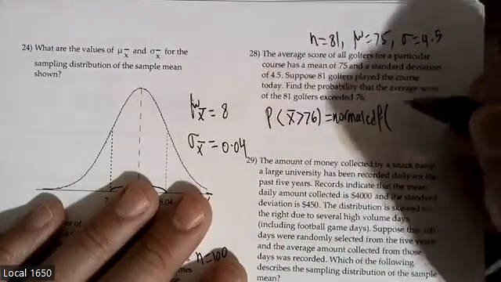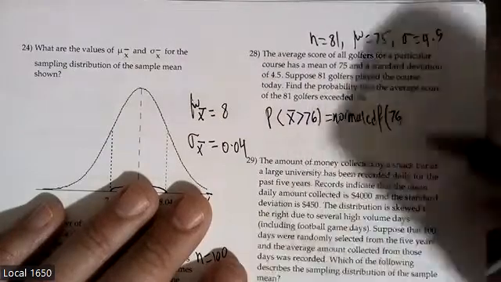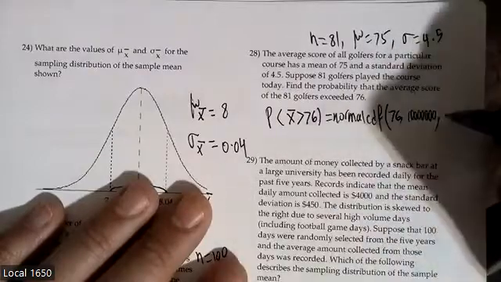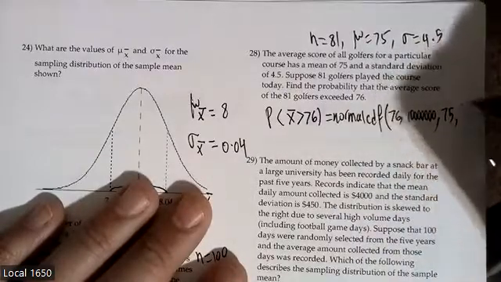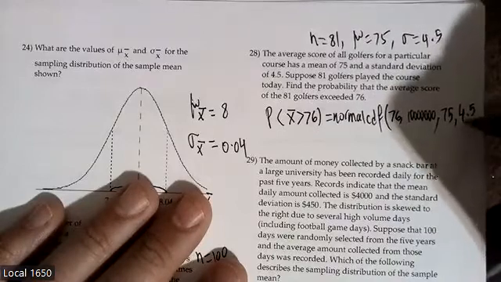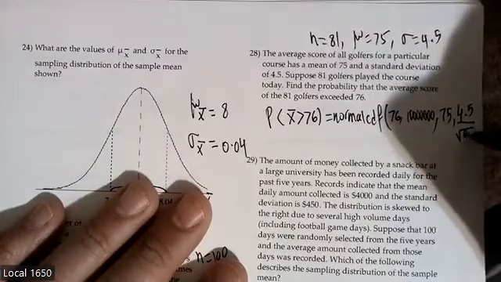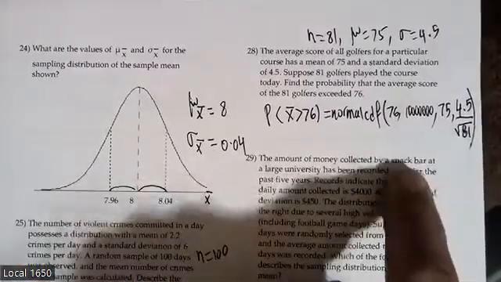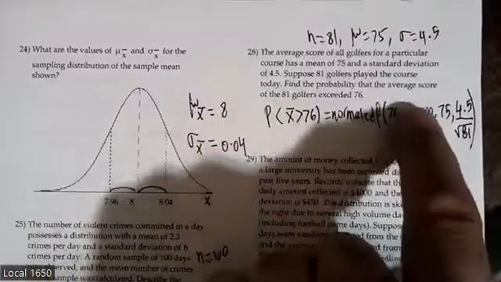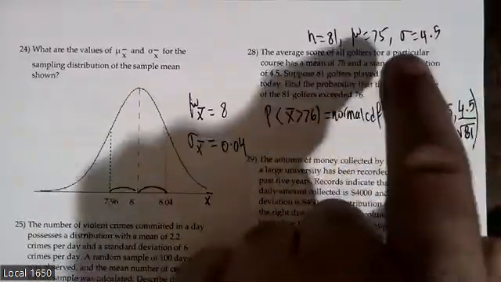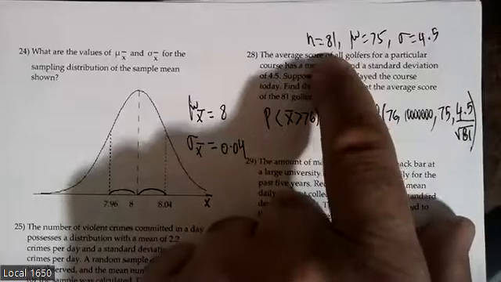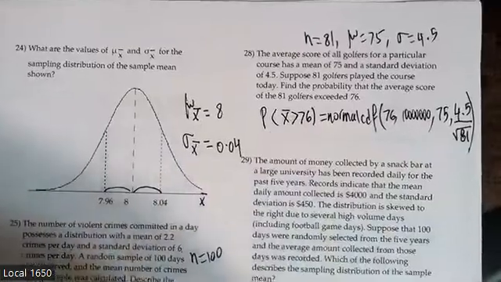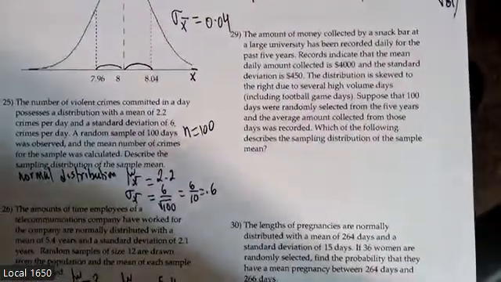So would you agree with me if I put 76 to begin with, then 1,000,000, then 75, and look what I'm going to do here, guys. 4.5 divided by square root of 81. When it is about X bar, we divide by the square root of the sample size. Once I give you a sample size, be sure that the question is going to be about X bar, not X. All right. Okay.